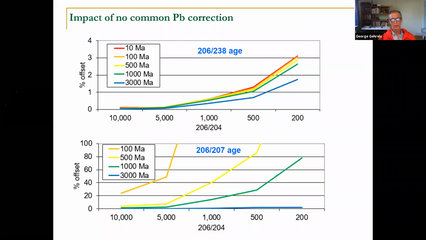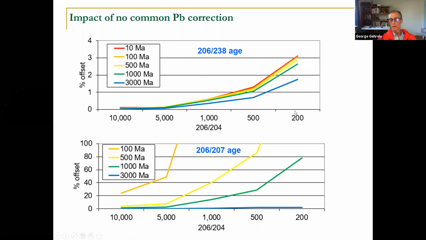If you don't do it, here's the bad news. We're going to do this for two different age systems. We'll look at this first for 206/238 ages. And it's a function of the age of the crystal that you're interested in. So if you do young samples, 10 million, 100 million, a billion, 3 billion, you're going to have ages that are slightly too old as a function of age, and also as a function of just how much common lead there is in that system.